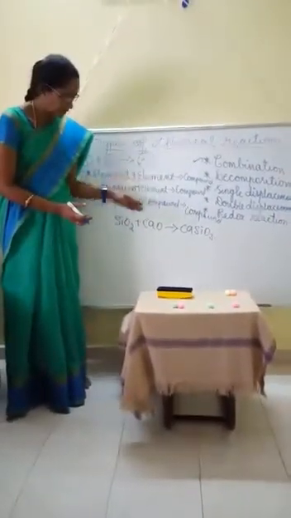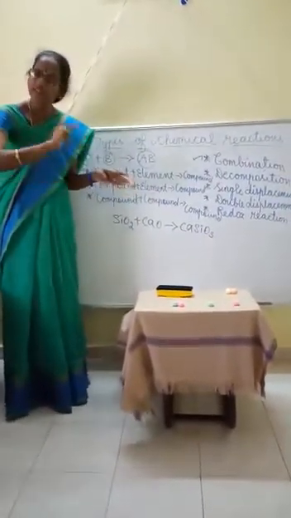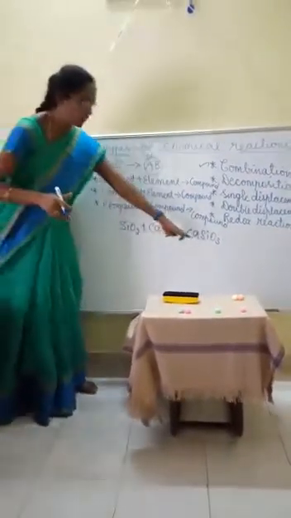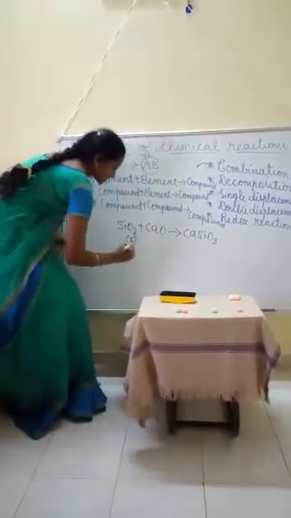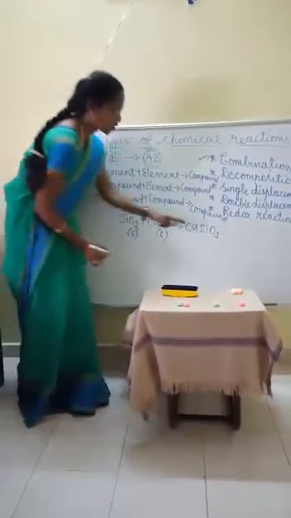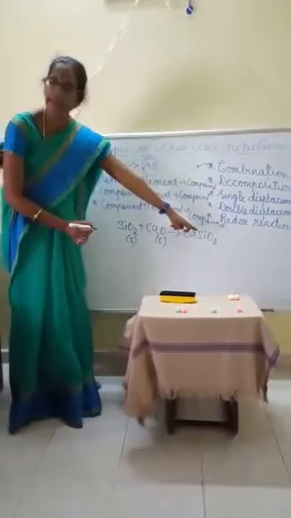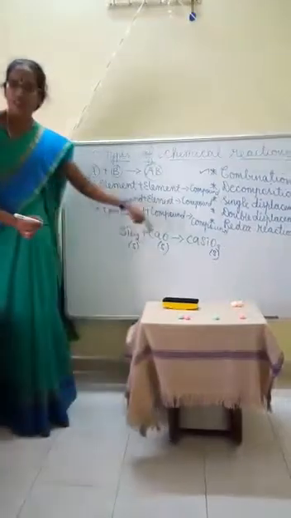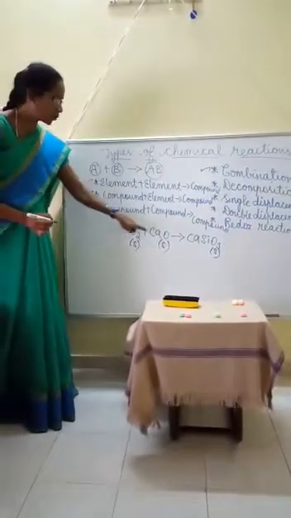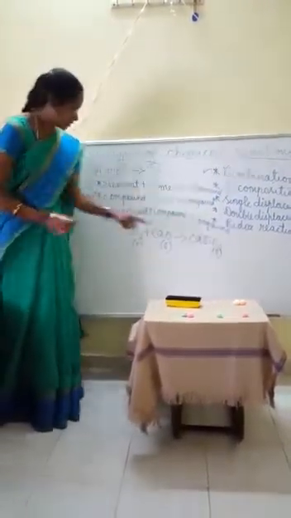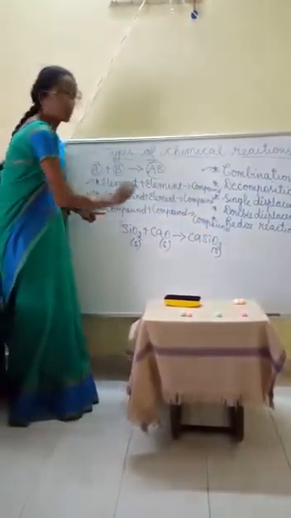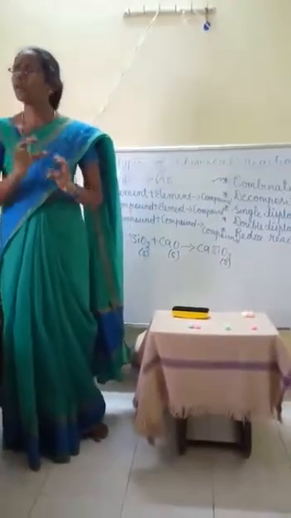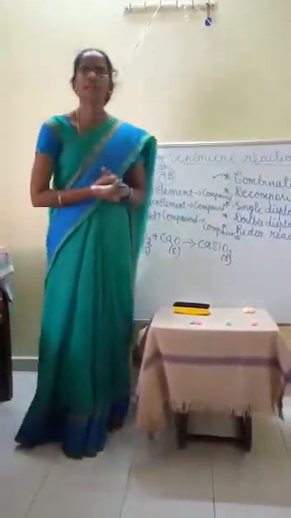Here the reaction takes place between two compounds and both react to form a new compound. Silicon dioxide is a solid, calcium oxide is a solid, and the product, calcium silicate, is also a solid. This is the example for compound plus compound gives compound. Most of the combination reactions are exothermic in nature.